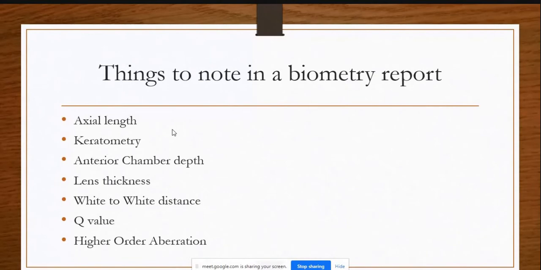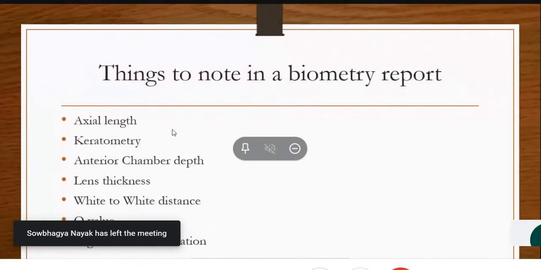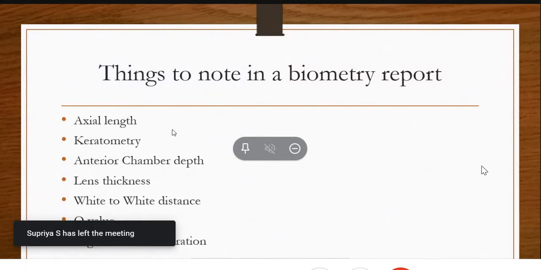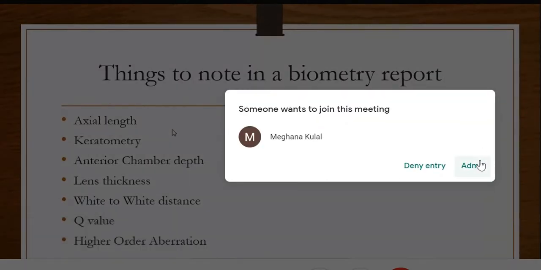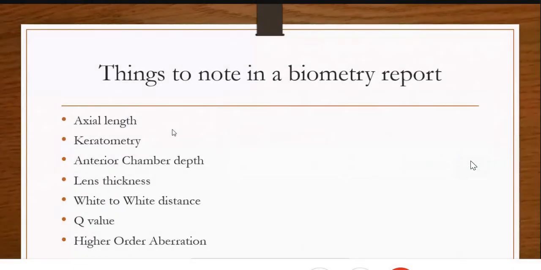You want to mention whether it's a microphthalmia. Depending on the axial length, you can conclude the patient has microphthalmia or microphthalmus, or posterior staphyloma, in which the axial length is more than 26, 27 mm. So the main thing you look at in a biometric report is that axial length is the first thing.